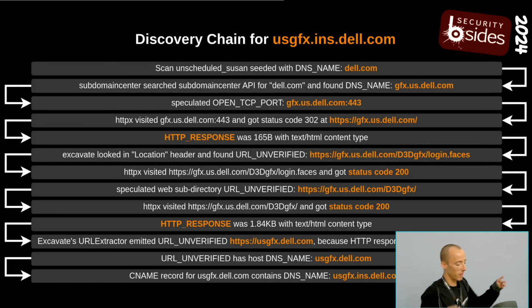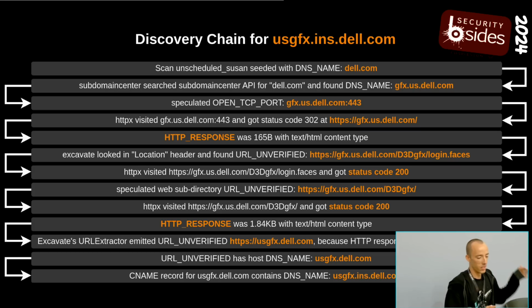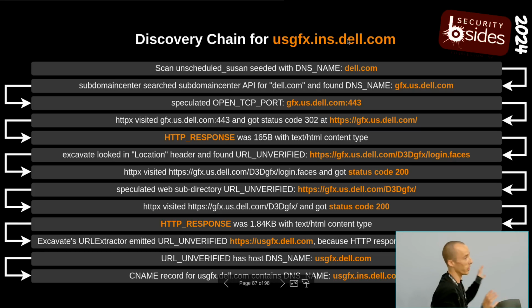But if we actually diff those two lists, so we take all the Trickest subdomains and all the BBOT ones, and we find a subdomain that BBOT found that Trickest didn't, and then ask BBOT how it found that, this is where it gets interesting, because you start to see these big, long discovery chains. So here's a discovery chain for this one subdomain of Dell.com, and this is a real discovery chain. This is a real subdomain. It exists. So we seeded the scan with Dell.com.